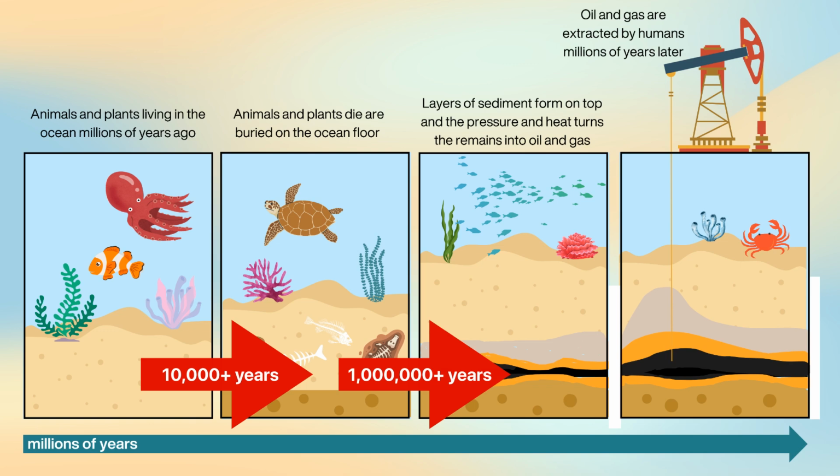Altogether, the entire process from the initial burial of organic material to the formation of an oil reservoir can take anywhere from 50 to 300 million years, depending on the specific conditions. This extremely slow process is why crude oil is considered a non-renewable resource. Once it's used up, it cannot be replenished on any human timescale.